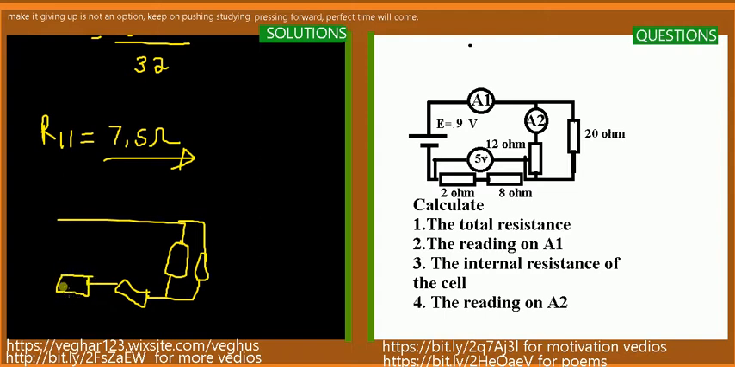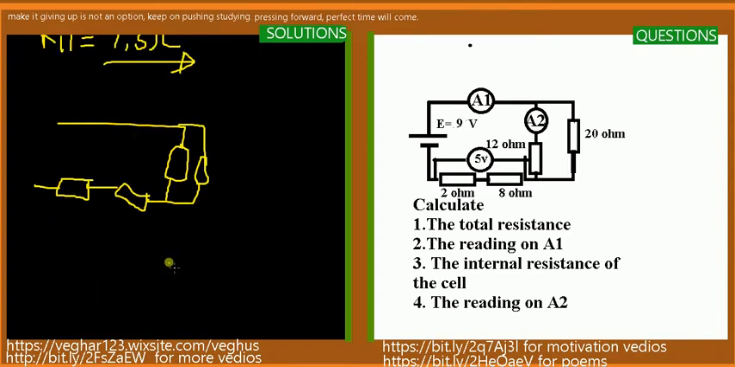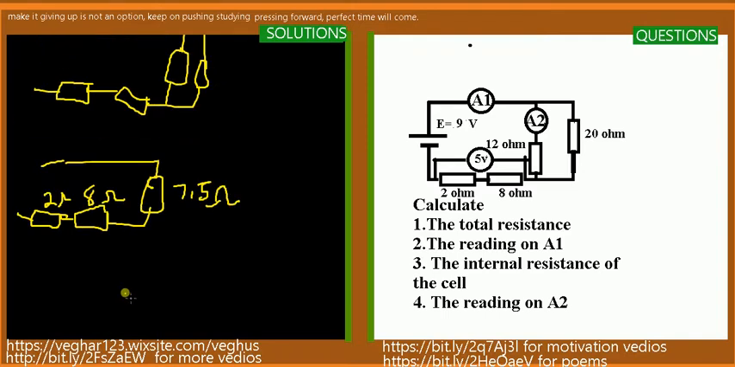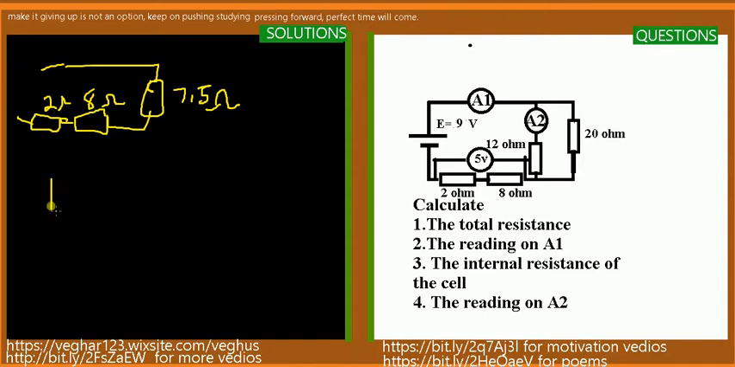Then we have also the ones in series. So now they are added, they are one resistor. When they are added, you now have a resistor of 7.5 ohms, and the rest of the resistors, which are 2 ohms and 8 ohms.